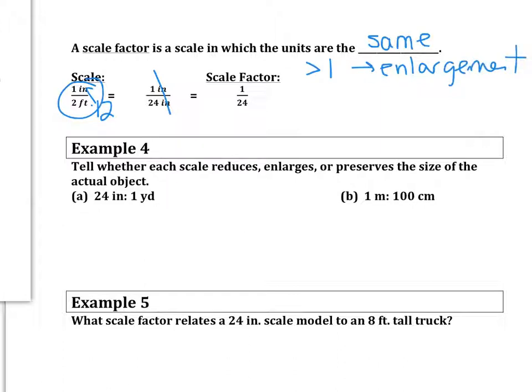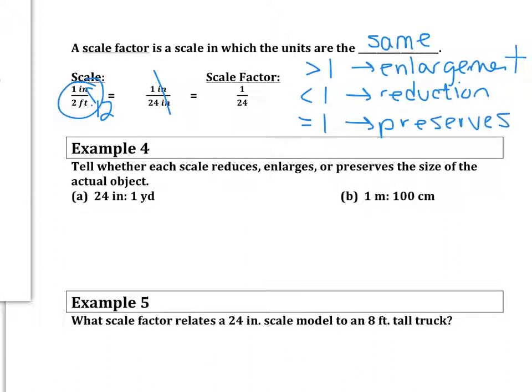If it is less than 1, then it's a reduction, meaning it's reducing in size, it's getting smaller. And if it's equal to 1, which sometimes does happen, then we say that it preserves, meaning that the size of the object is not changing.